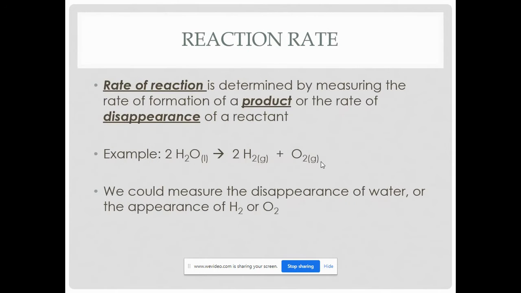That's the goal, obviously. Okay, so again, we're gonna keep defining rate of reaction in this lesson. It's kind of a conceptual lesson with a little bit of math at the end with graphing. So rate of reaction is determined by measuring the rate of formation of a product or the rate of disappearance of a reactant. So make sure you understand that definition. So for example, when water breaks down into hydrogen and oxygen, you can measure the disappearance of water over time or the appearance of H2 over time or O2 over time.